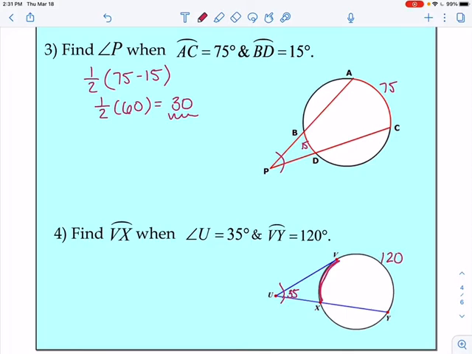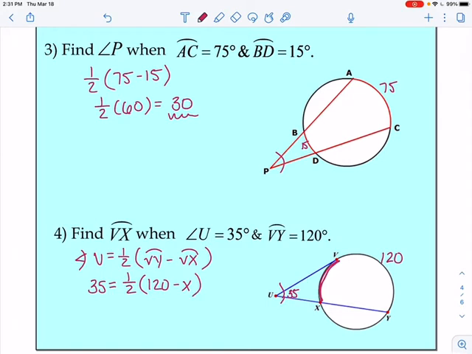So again, the measure of the angle U is going to be 1/2 the difference of the arcs. And it's the bigger arc, so it's going to be 1/2 of VY, the bigger arc, minus VX, which is the smaller arc. So angle U is 35, and that's going to equal 1/2 times VY, which is 120, minus VX, which is what we're looking for.